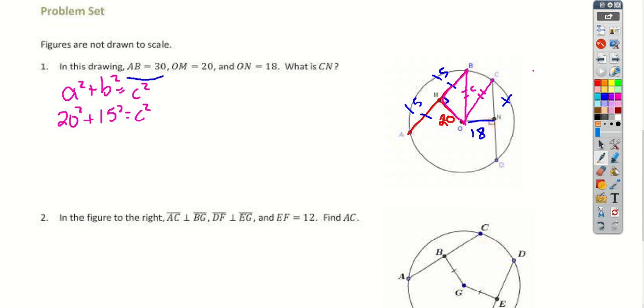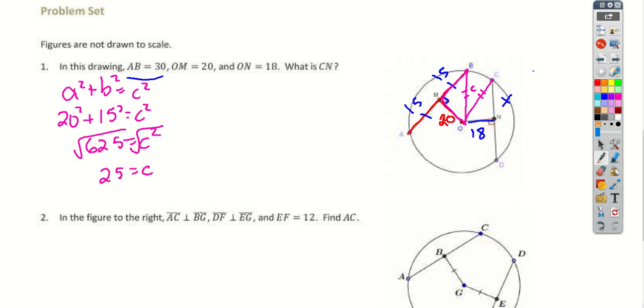All right. So 15 squared plus 20 squared is 625. And then when we take the square root, I am almost positive that we are going to get 25, and we do.